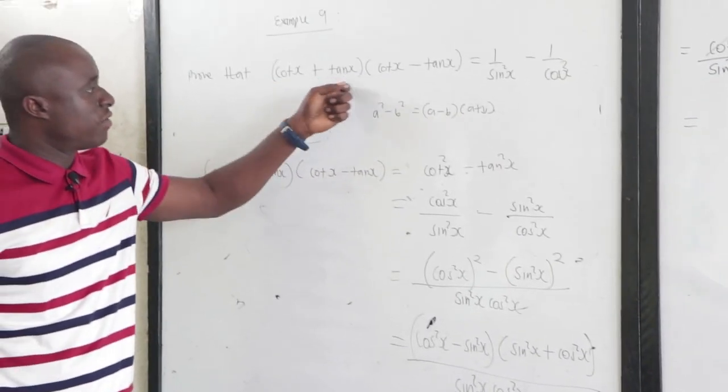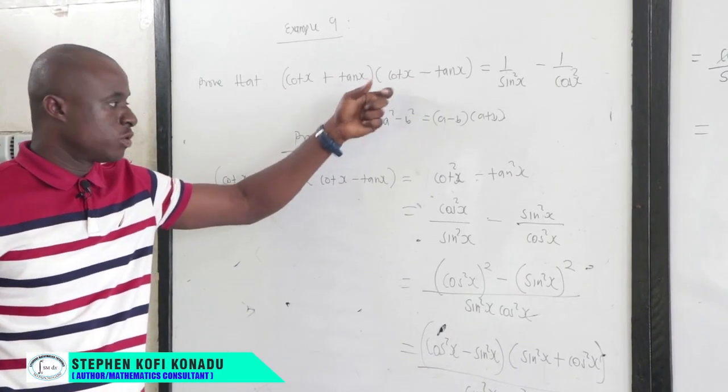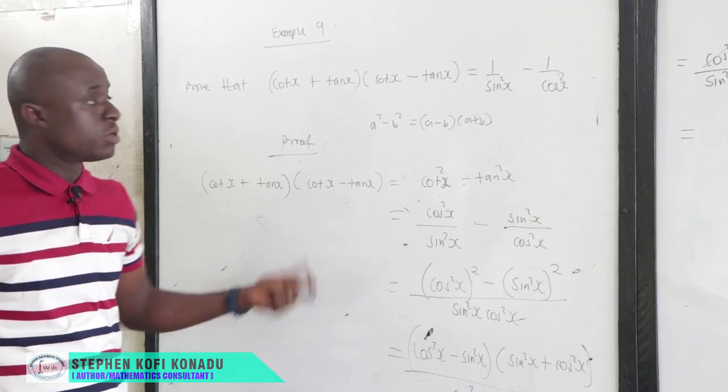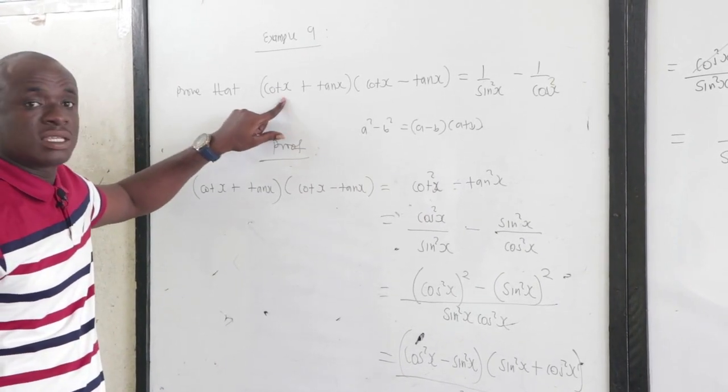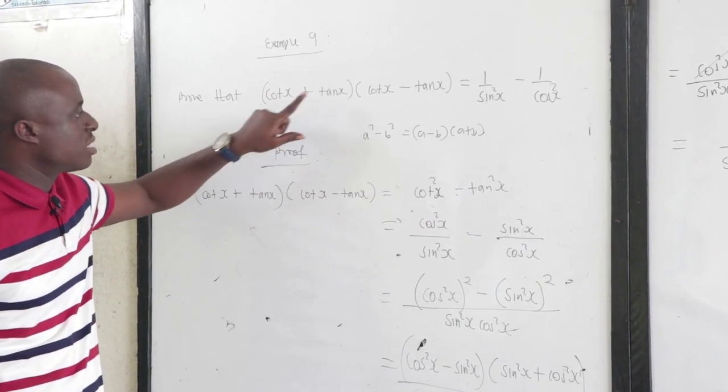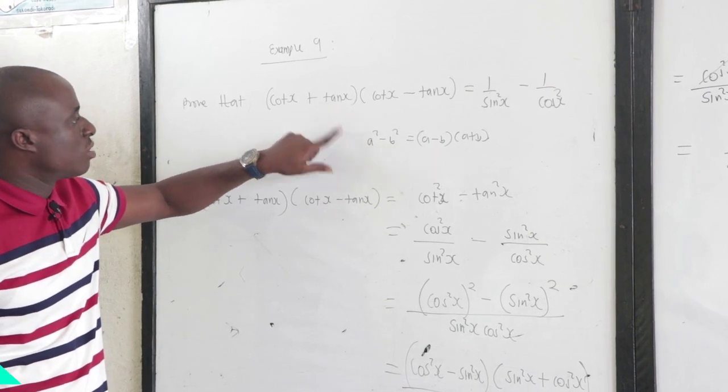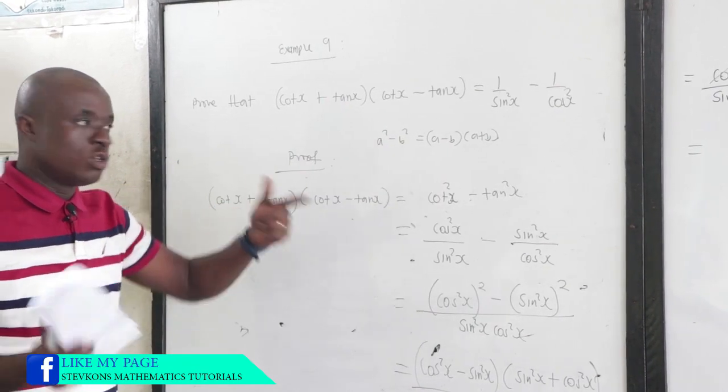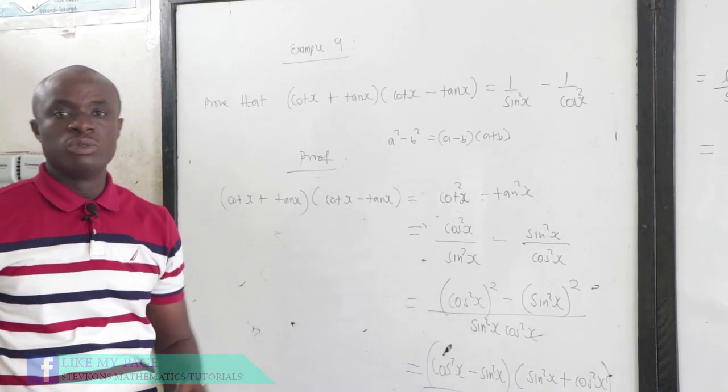We saw that the first part, just the multiplication, is the difference of two squares. So that gave us this. You can also write cot x as cos x over sine x, and tan x as sine x over cos x, and then you do the same thing, you manipulate and you'll be able to get it.